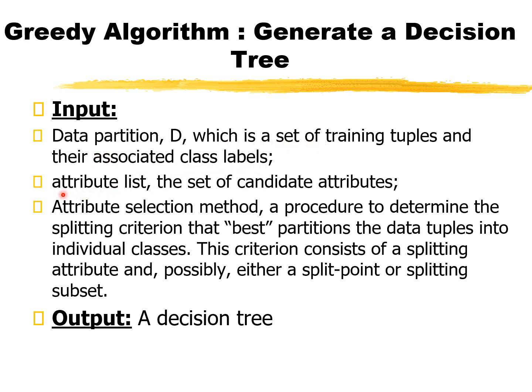And this training data will have an attribute list, and we have the set of candidate attributes because we will start by a subset of the attributes. We're not going to be using all the attributes. Then we will need to determine the attribute selection method, which is the best attribute that partitions the data tuples into classes. And based on that, we will end up with the output, which is actually a decision tree.